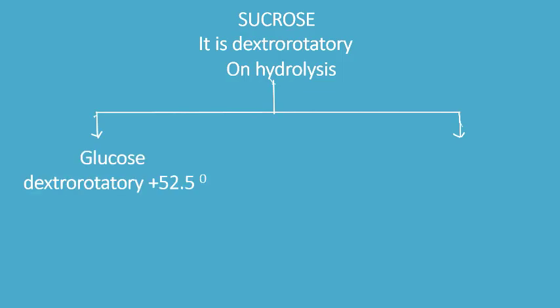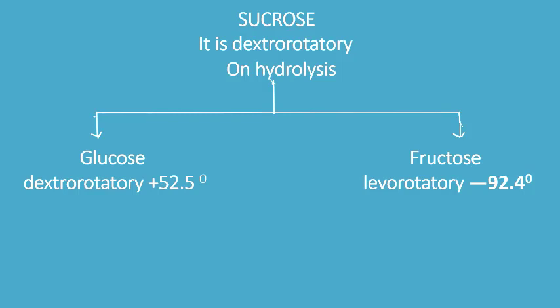Sucrose is dextrorotatory. On hydrolysis, sucrose gives 2 monosaccharide units, that is glucose and fructose. The glucose so obtained is dextrorotatory with an angle of rotation of plus 52.5 degrees, and fructose is levorotatory with an angle of rotation of minus 92.4 degrees.